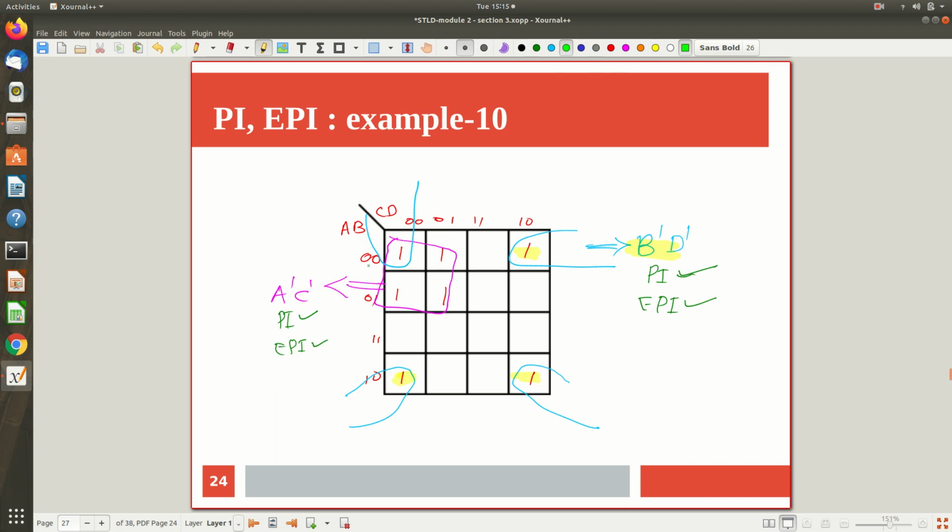Now similarly, this is essential, again 3 ones are making this essential. Clear? That's all. So what you can see, there are 2 prime implicants and there are 2 essential prime implicants, and the final minimum SOP expression is A dash C dash plus B dash D dash, and it is found to be a unique one. Fine.